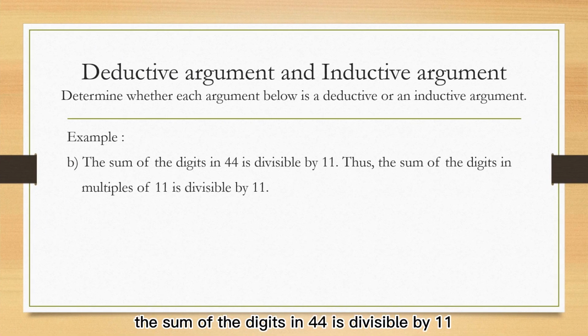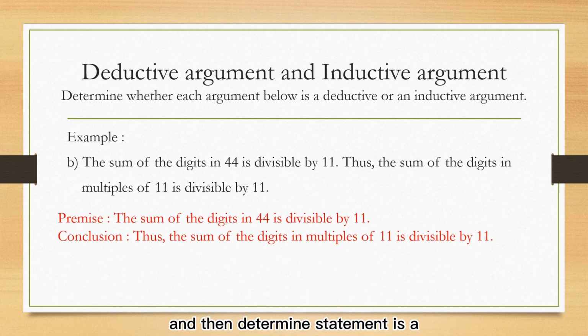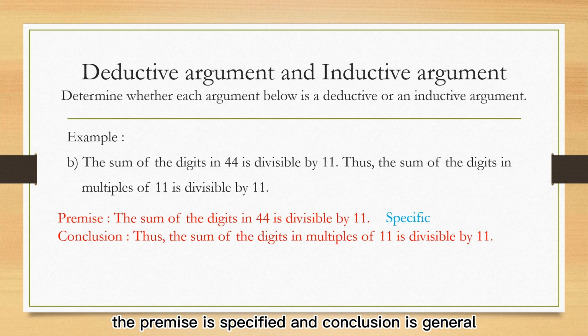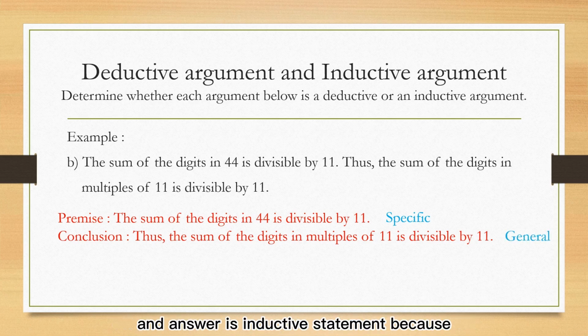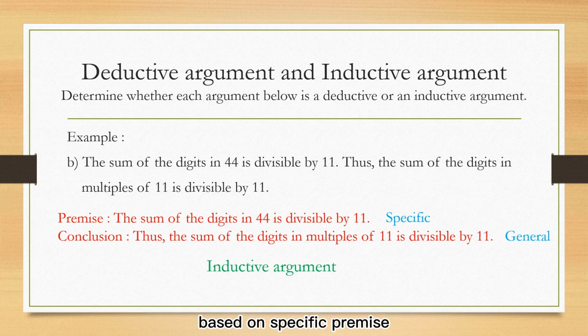Another example: the sum of the digits in 44 is divisible by 11. Thus, the sum of the digits in multiples of 11 is divisible by 11. Now, in the same way, list out the premise and conclusion. And then determine whether each statement is a specific statement or general statement. The premise is specific and the conclusion is general. And the answer is inductive argument, because an inductive argument is a process of making a general conclusion based on specific premises.